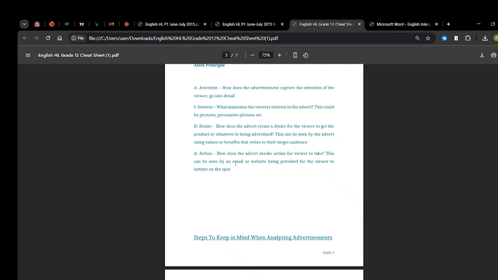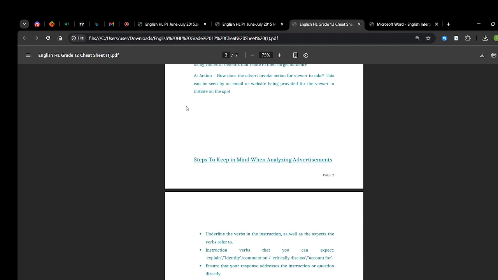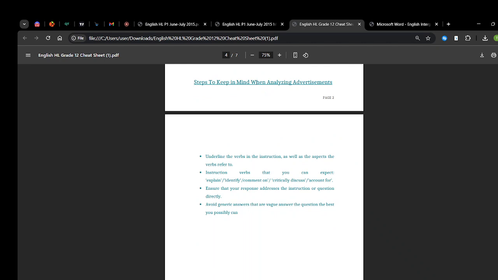So if you look here, we'll come back to this principle. Let's just focus quickly on the steps that you need to keep in mind when analyzing advertisements, if you can see here. Okay, cool. Yeah, steps to keep in mind when analyzing advertisements. So guys, advertisements are not as tricky as they look. You just need to know what they're asking you. Make sure you understand the advertisement. What is it talking about? It's all about understanding. Okay, so the first step is to obviously read the advertisement.